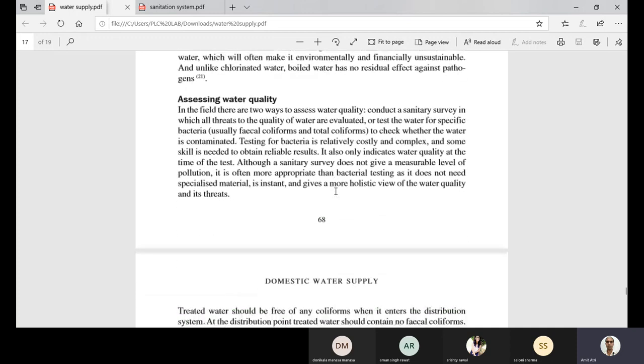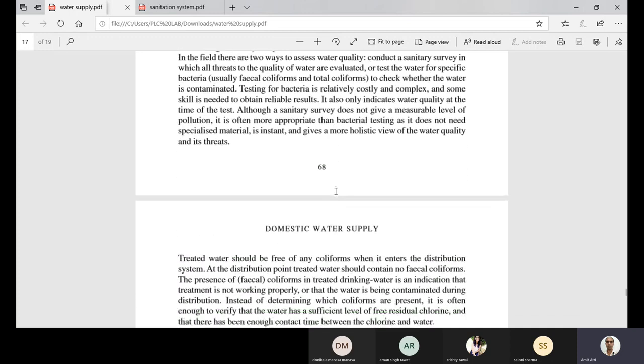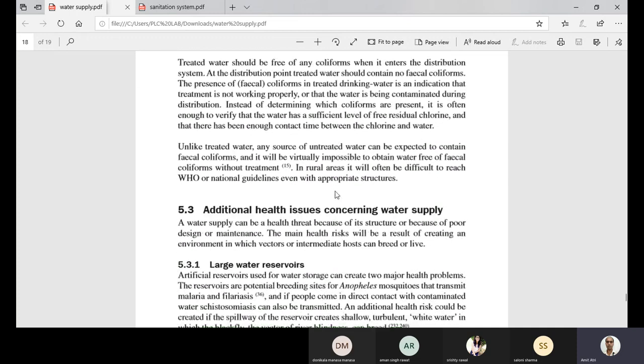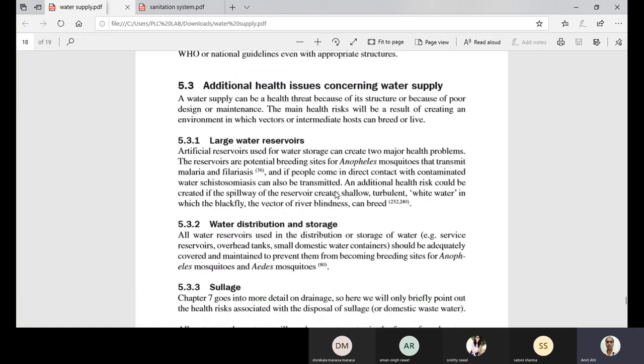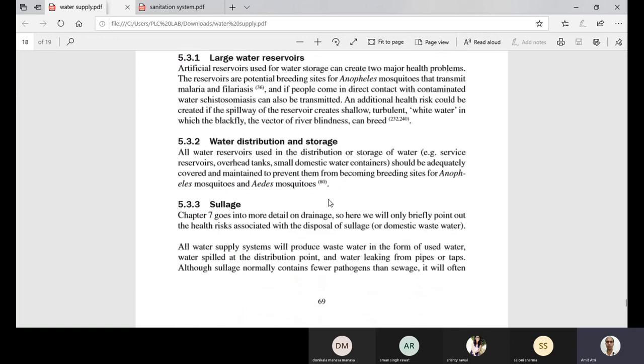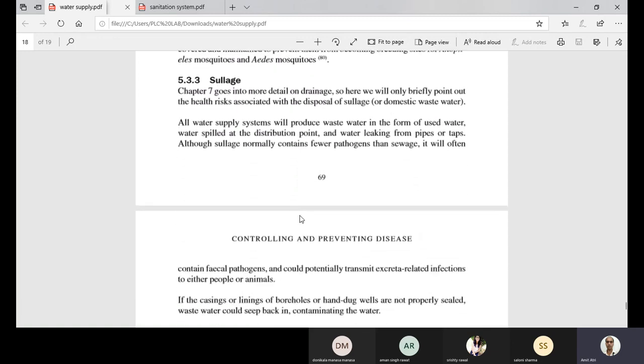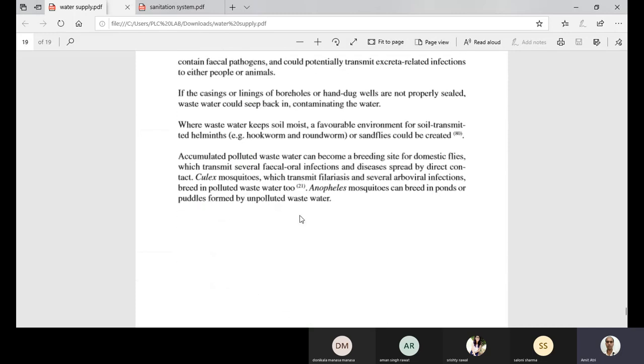I think most of the topics we have already discussed: assessing the water quality, health issues, water reservoirs. Sludge we will discuss in the coming lecture. So I think that will be sufficient for today.